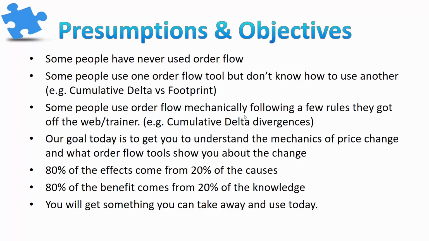When the divergences don't work, or whatever you're looking for doesn't work, because of changes in participation, some people get a little bit lost. They're reading the words, but not understanding the story. And it's the story that's the most important. With order flow, the 80-20 rule very much applies. That means 80% of the benefit comes from 20% of the knowledge, or 80% of the effects or the moves come from 20% of the causes.